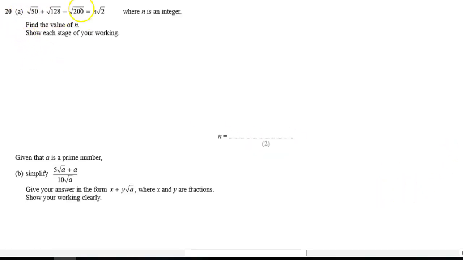Question number 20. Root 50 plus root 128 minus root 200 is equal to n root 2, where n is an integer. Find the value of n. Now we know that root 50, that is 25 times 2, we can write it 2 times 5 times 5. So this 5 can come out common. So this can be written as 5 root 2.